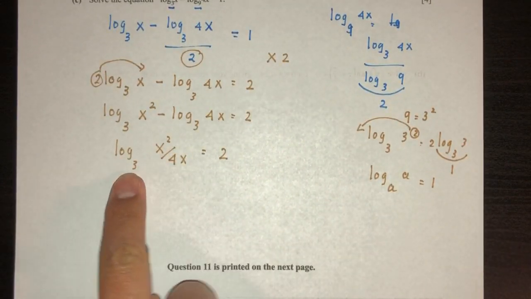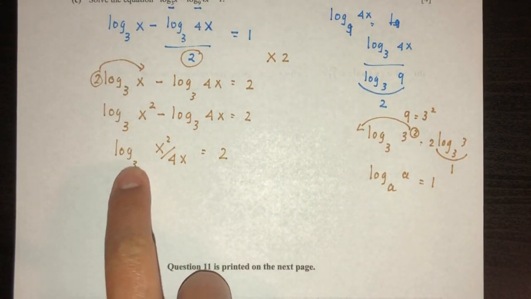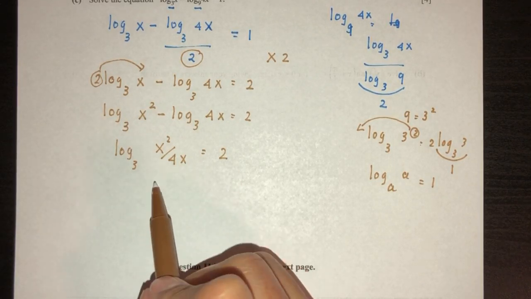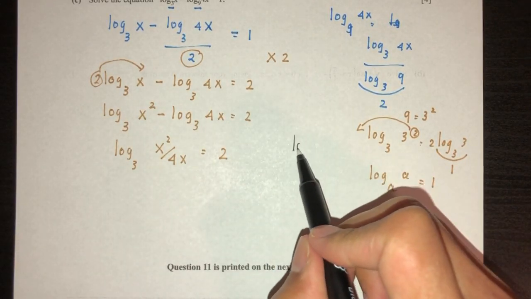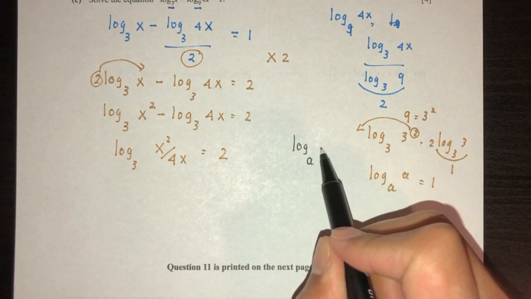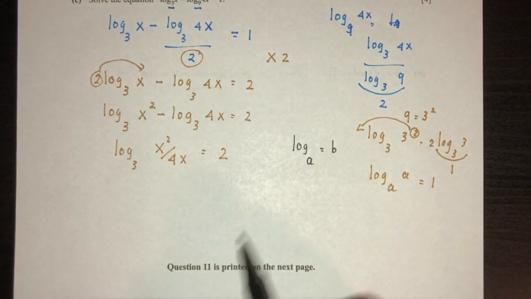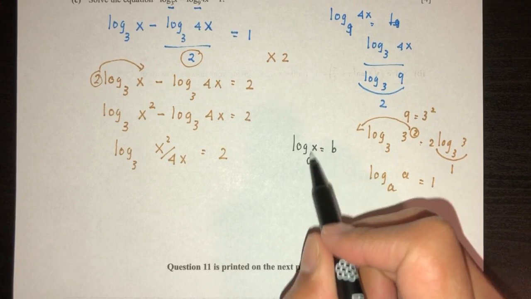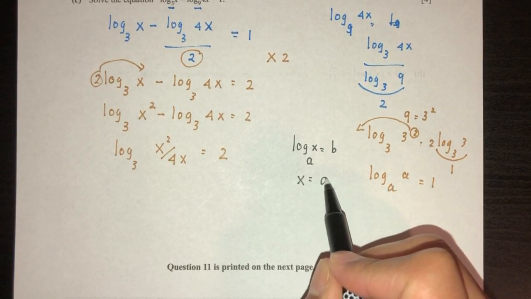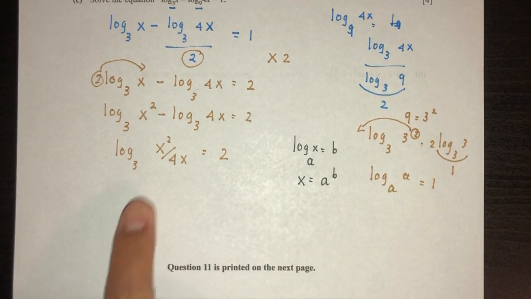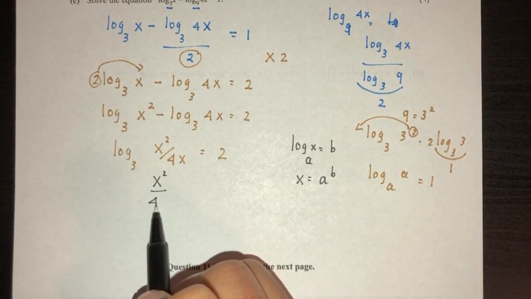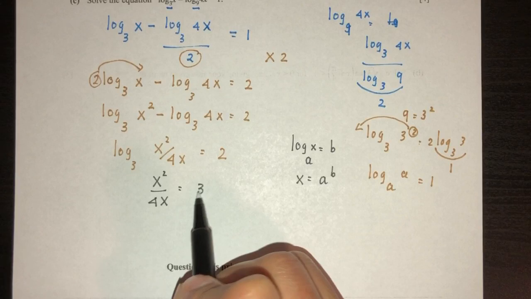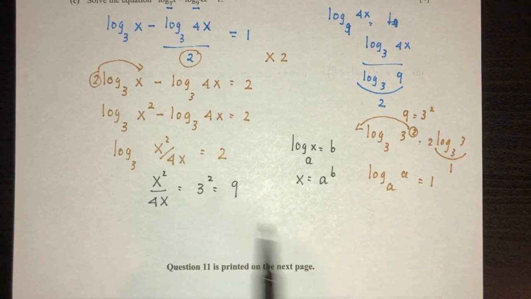Now we have to send this over here as the base for the power. So you have to know this thing. Let's say we have log base a of x equal to b. If you want to find the value of x, x will be a power b. So you have to know this. Basically the same thing here. If you want to find these two values, that will be 3 power 2, which is 9.